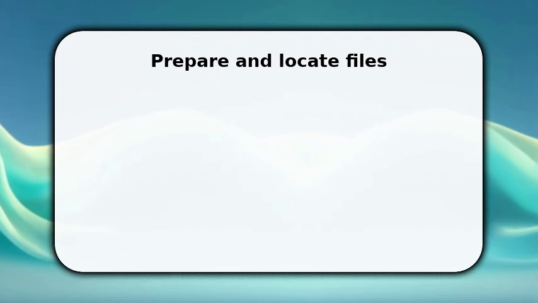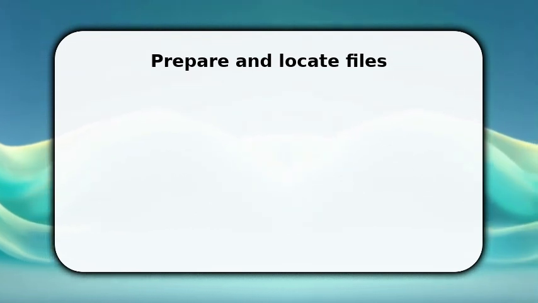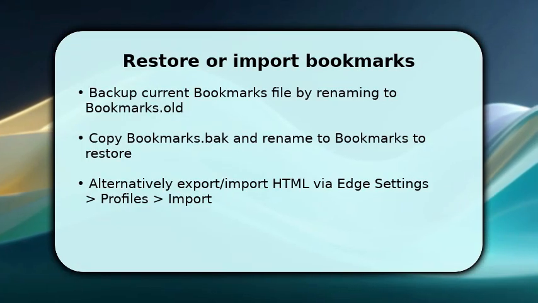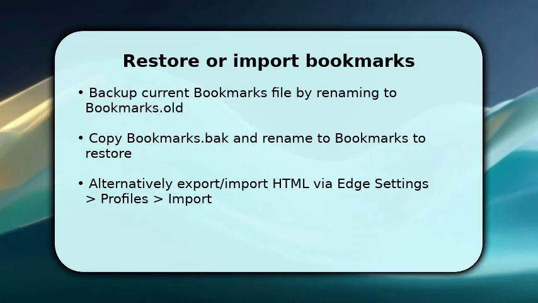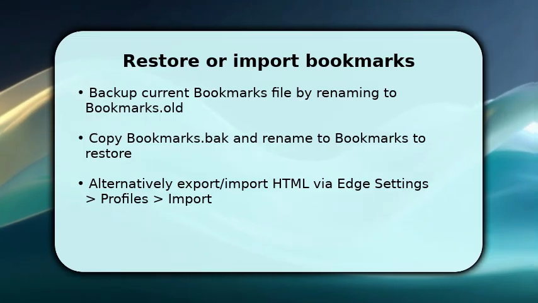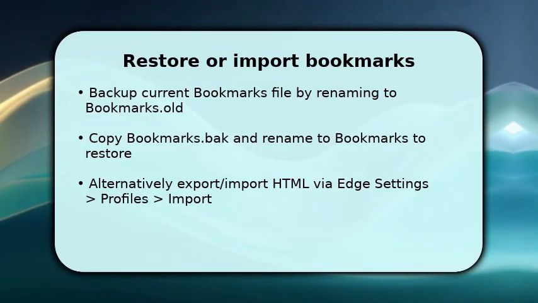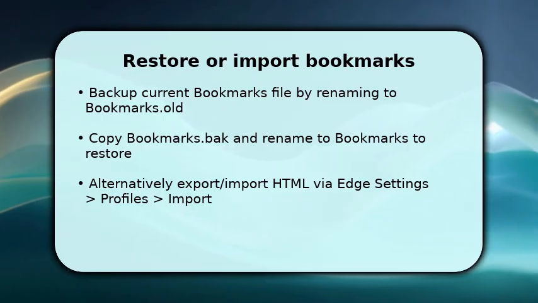Each profile keeps its own bookmarks file, which explains why favorites might differ. Once you've backed up the current file by renaming it to Bookmarks.old, copy Bookmarks.bak and rename the copy to Bookmarks. That action replaces the damaged list with the previous snapshot.